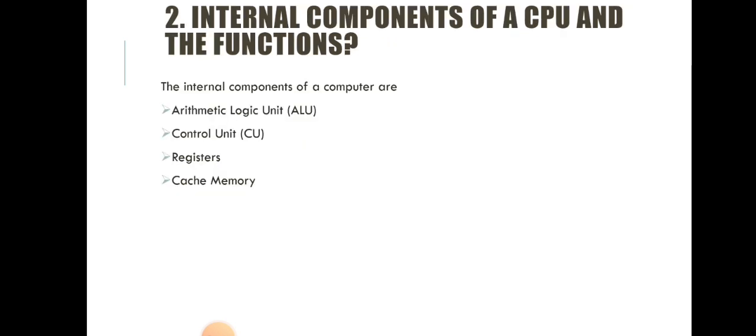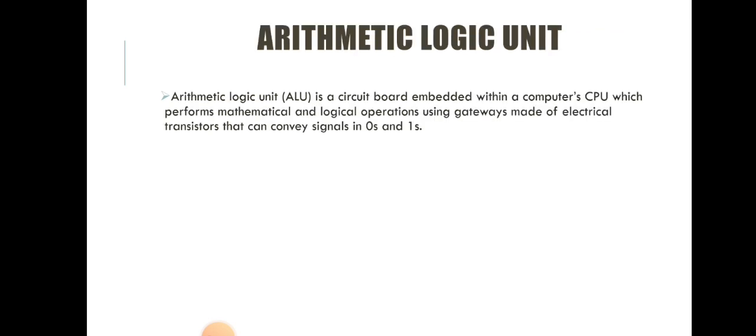And the second one is the internal components of a CPU and their functions. The internal components are the arithmetic logic unit, control unit, registers, and cache memories. The arithmetic logic unit is a circuit board embedded within the computer CPU which performs mathematical and logical operations using gates made of electric transistors that can convey signals in zeros and ones.